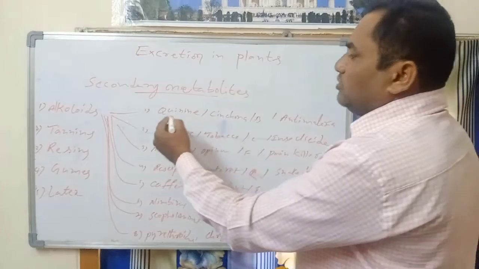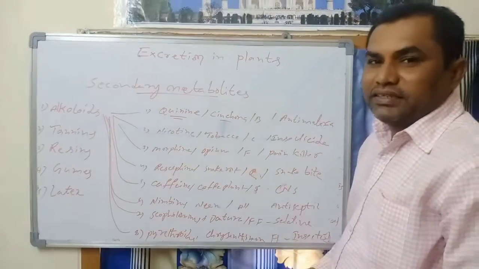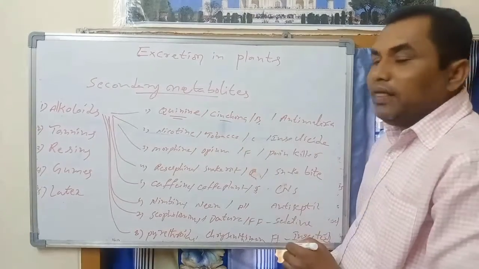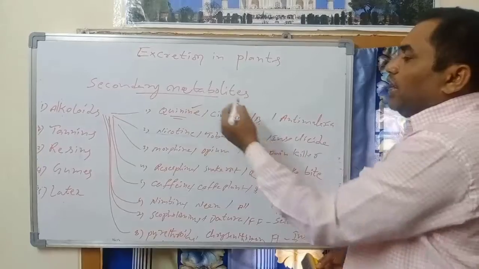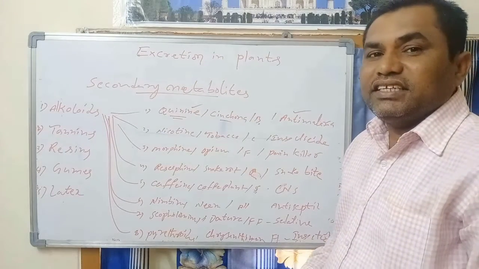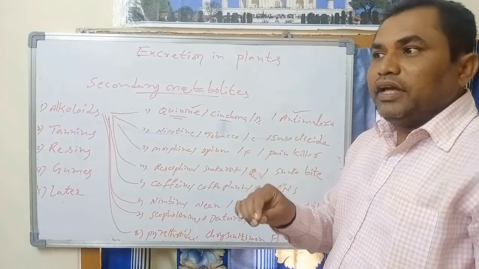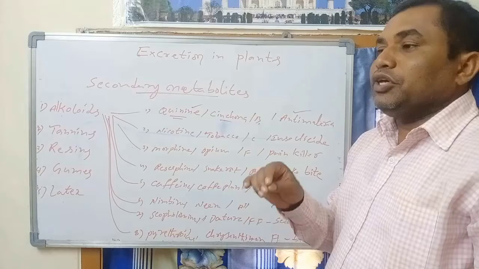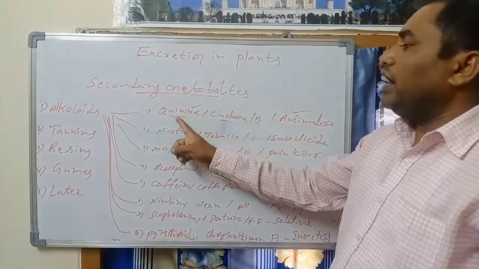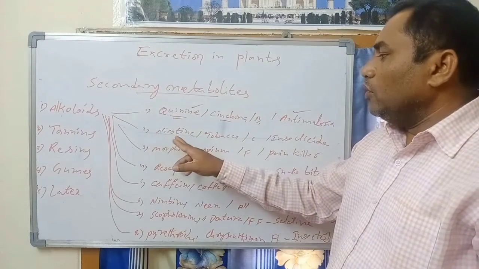Now let us take first quinine. Quinine alkaloid is obtained from the cinchona plant, from the bark. This quinine is used to treat malaria disease. Till today, the only drug to cure malaria disease is quinine.